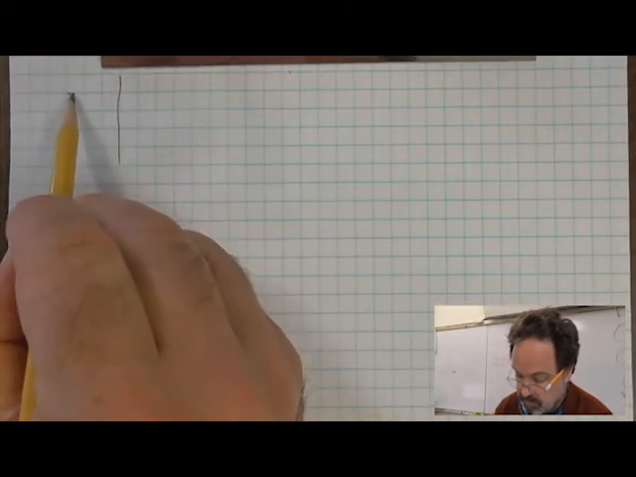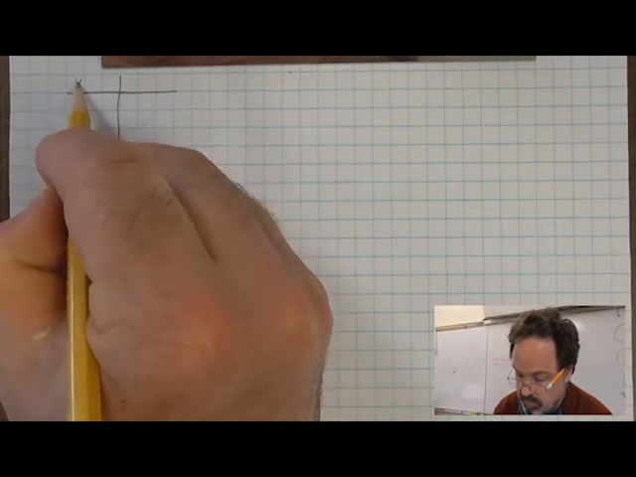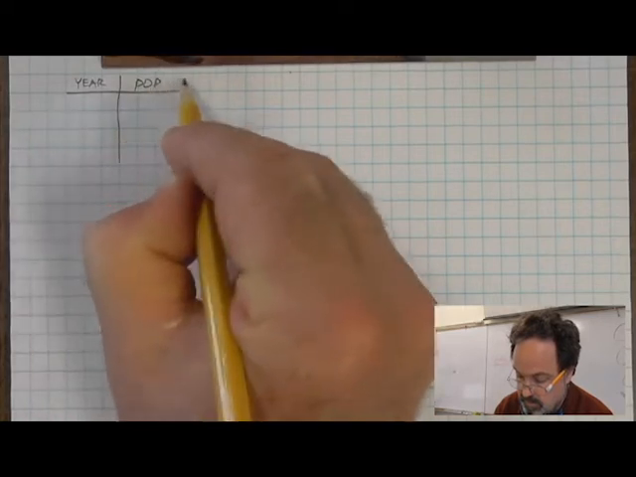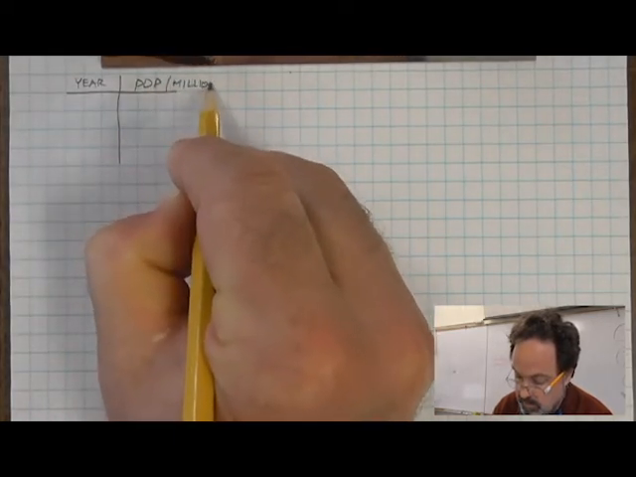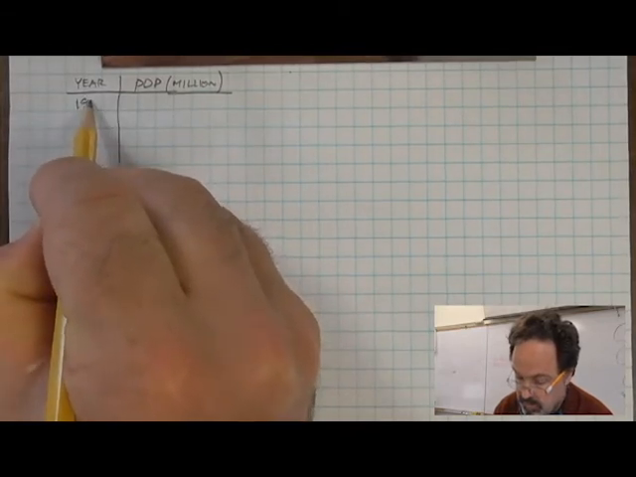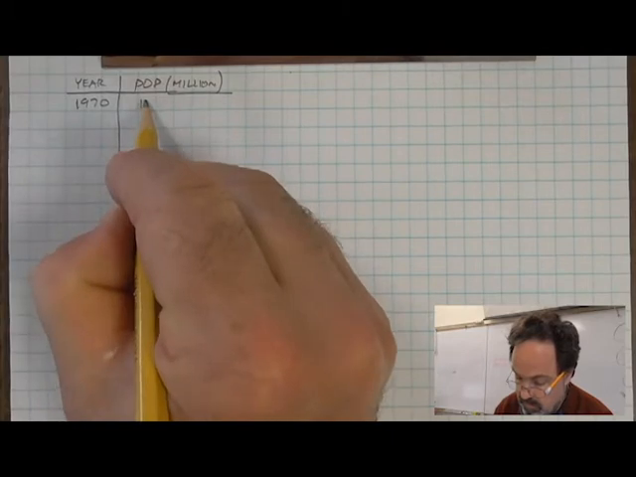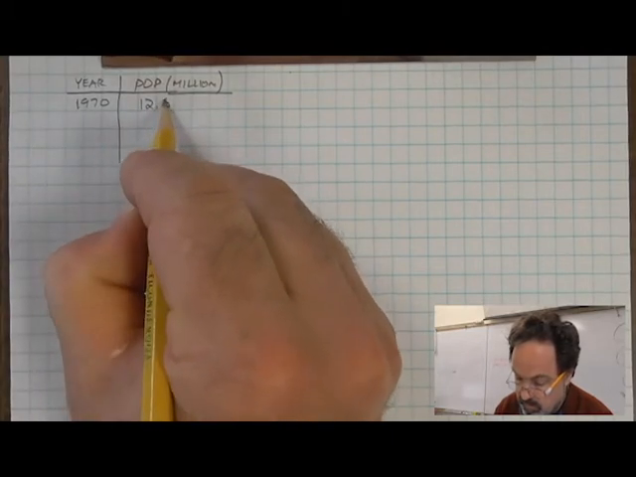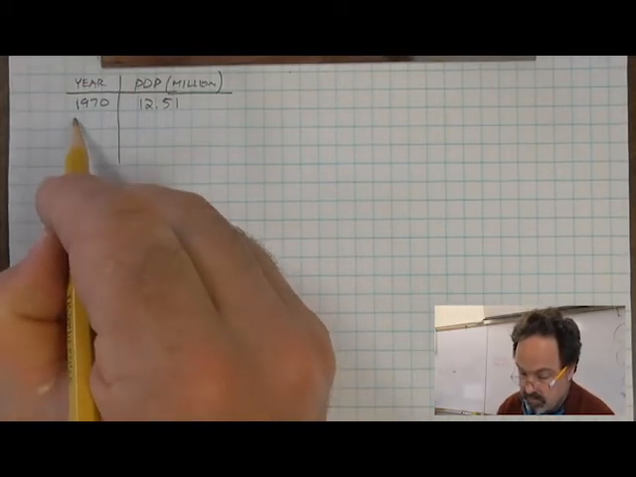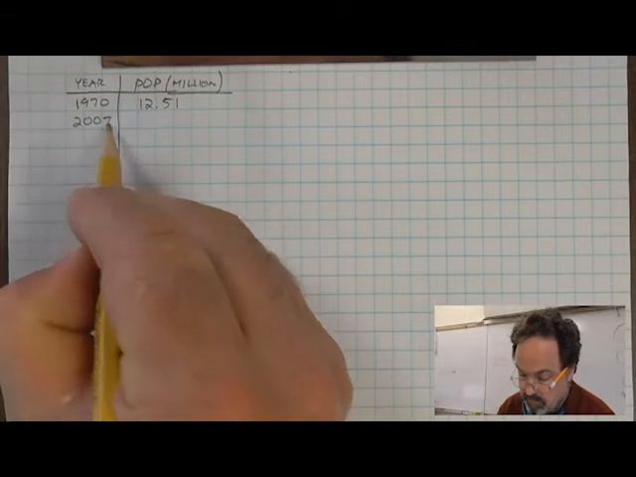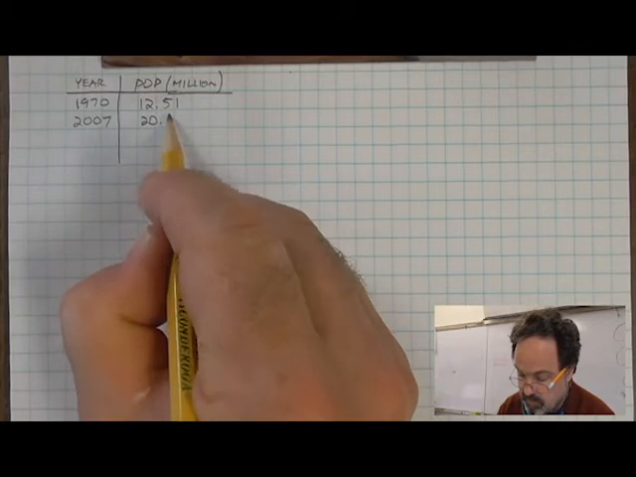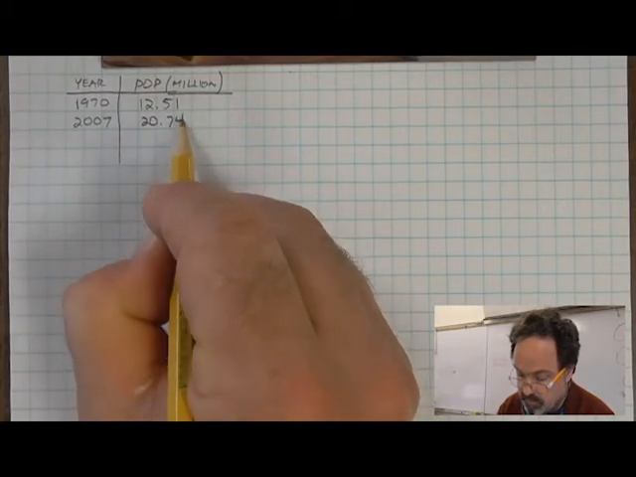We're going to imagine that the population of a country was measured in the millions, and the data we could imagine collecting would be in the year 1970. We may have measured the population of a country to be 12.51 million, and we'll put a second data point for a very simple data set. In 2007, the population is measured to be 20.74.